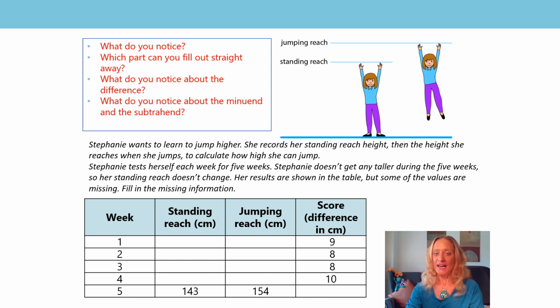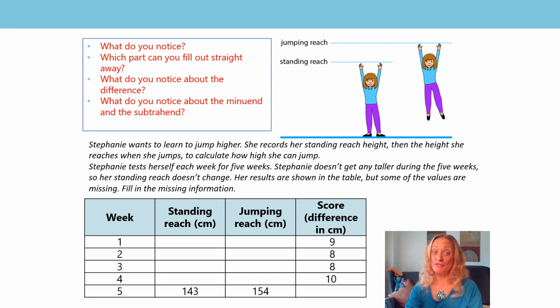Stephanie wants to learn to jump higher. She records her standing reach height. Then the height she reaches when she jumps to calculate how high she can jump. She tests herself every week. She's really committed to this for 5 weeks. Now she doesn't get any taller during the 5 weeks, so her standing reach doesn't change. That's really important that our results don't get skewed, isn't it? So her standing reach doesn't change. Her results are shown in the table, but some of the values are missing.